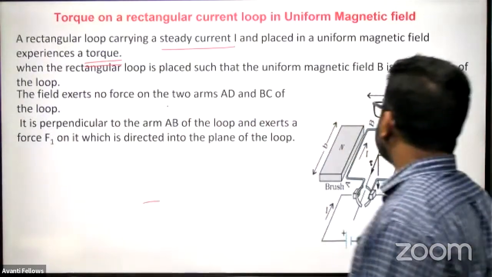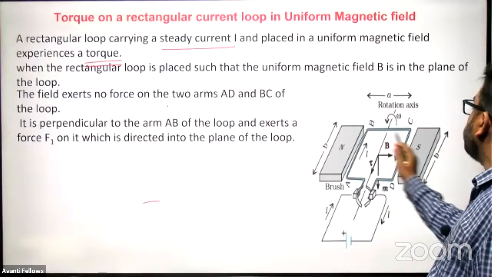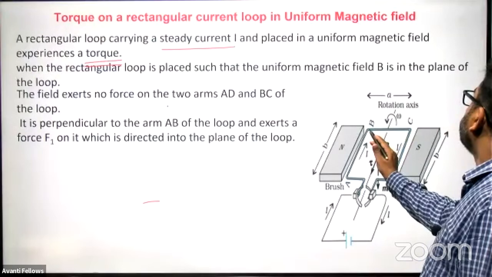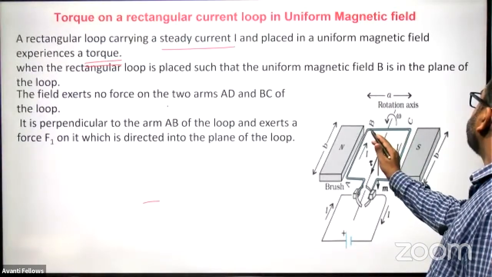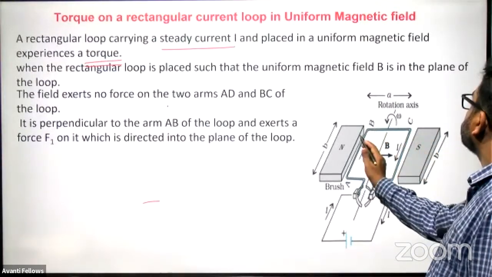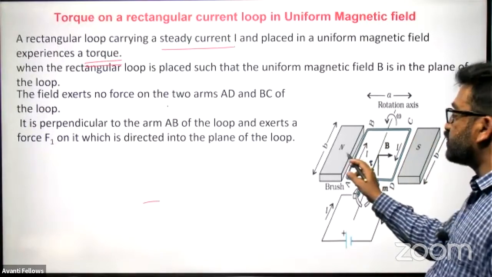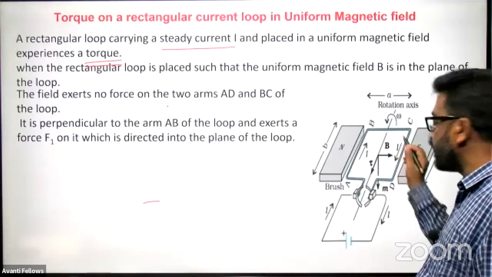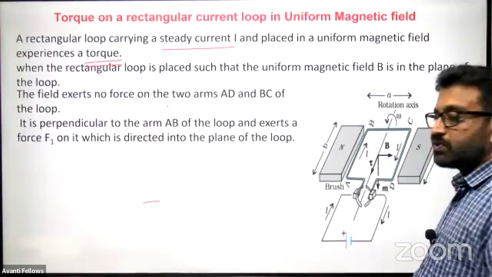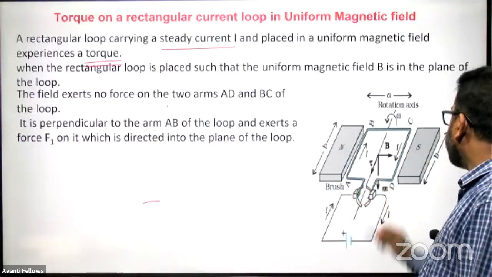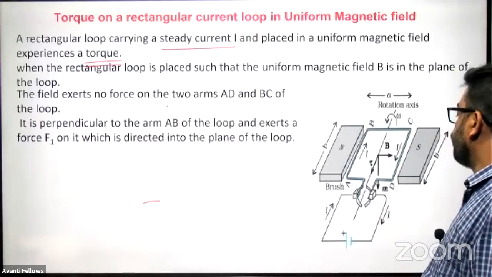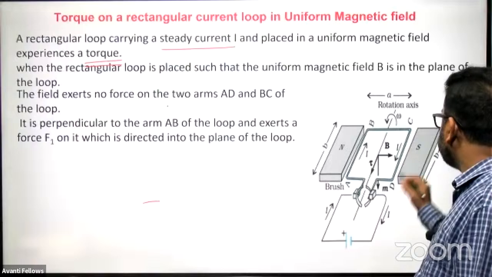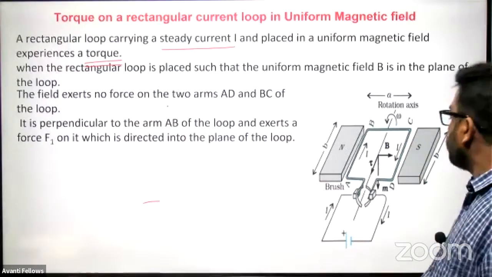Force is IL cross B. BC is parallel to the magnetic field. Here, the direction of current is towards the right. The direction of the magnetic field is also towards the right, because the direction of the magnetic field is always from north to south. So here the angle is 0 and force is also 0. Here the angle is 180, and force is again 0. So the force will be experienced by the sides AB as well as CD.